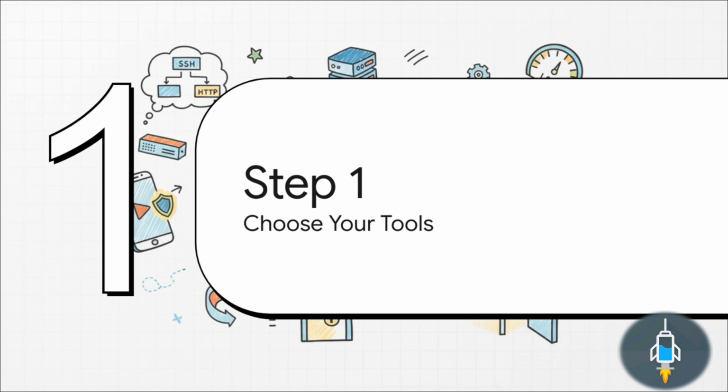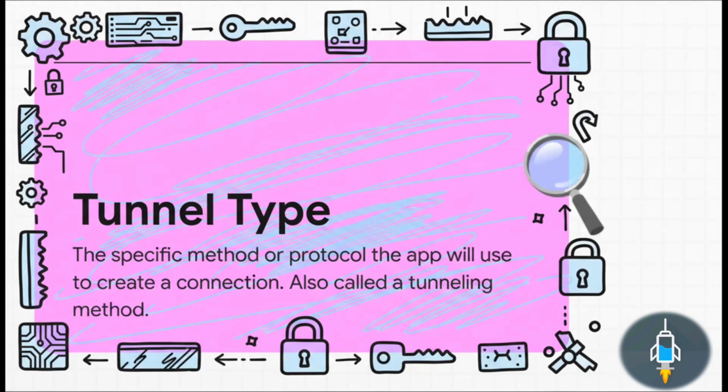Every great mission starts with picking the right gear, right? For us, that means choosing the kind of key we actually want to build. In the tech world, they call this the tunnel type. So what even is a tunnel type? Don't let the technical name scare you off. It's really just the method the app is going to use to make that secure connection. Is it going to be like an old-school skeleton key, or more like a modern high-tech key card? That's basically the choice you're making right here.